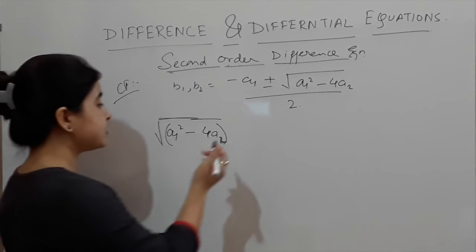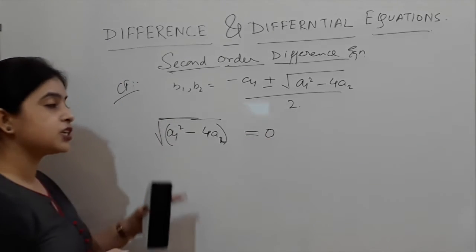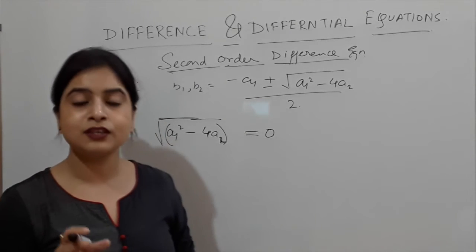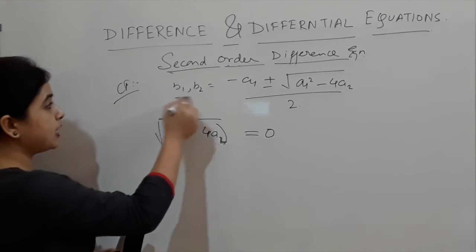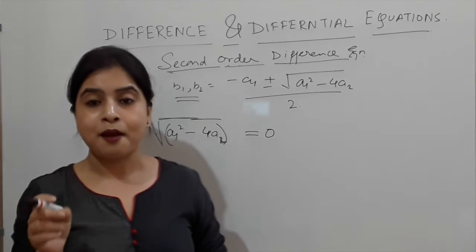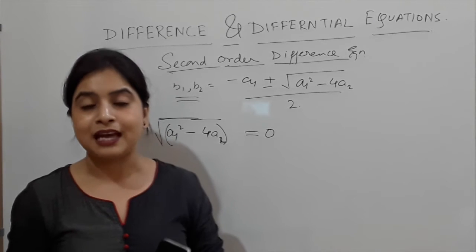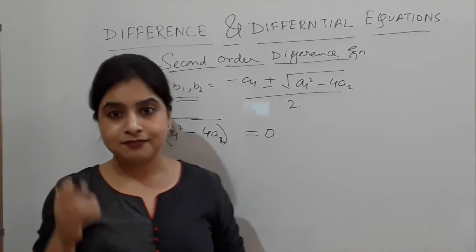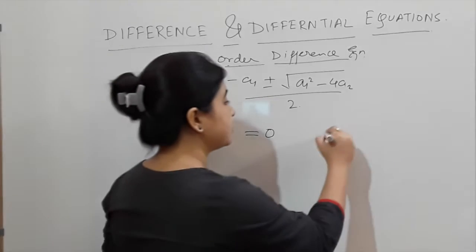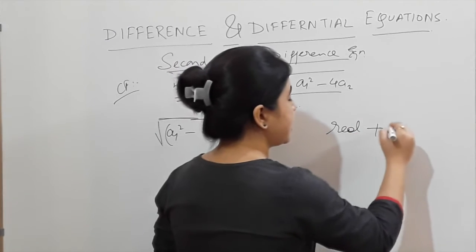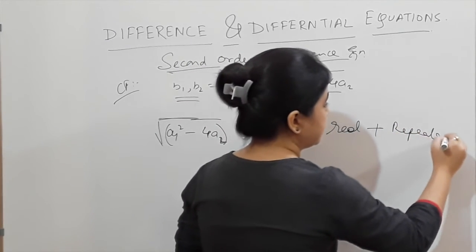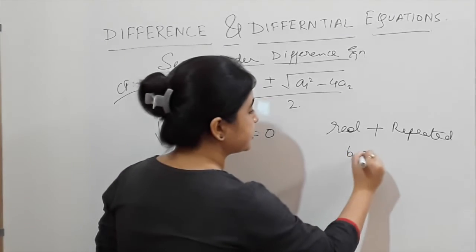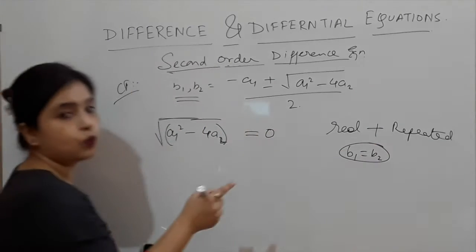Case 2 says what will be the value of the complementary function if we have the value of discriminant equal to 0. So here the roots, that is b1 and b2, will be real, but here they will be equal. That means repetitive. It is not that we are going to get unique values of the roots. So here we are going to get them as real and repetitive. What I mean by repetitive is that b1 and b2 will be equal.